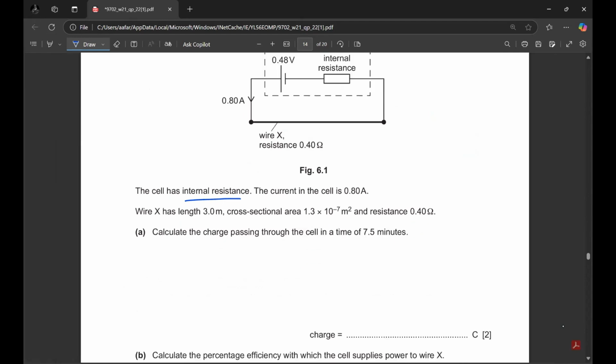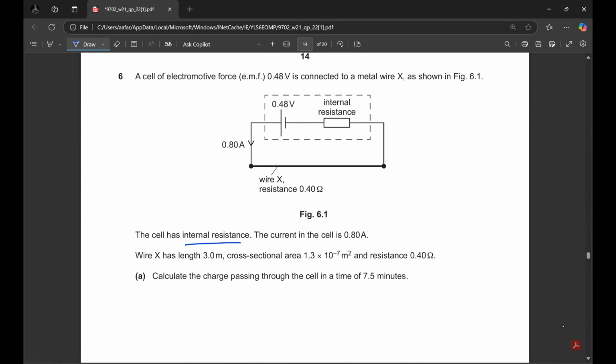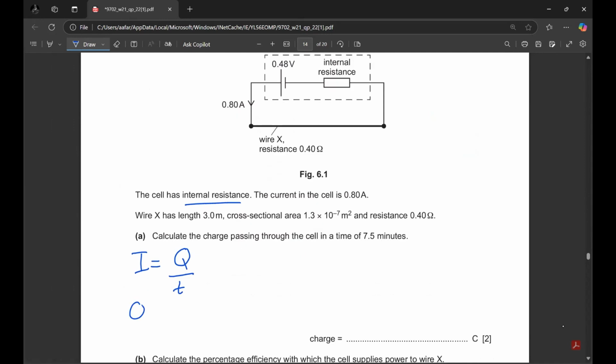So we know that the current is equal to charge flowing per unit time. Charge is basically going to be current times time, 0.8 times 7.5 times 60, which is equal to 360 coulombs.